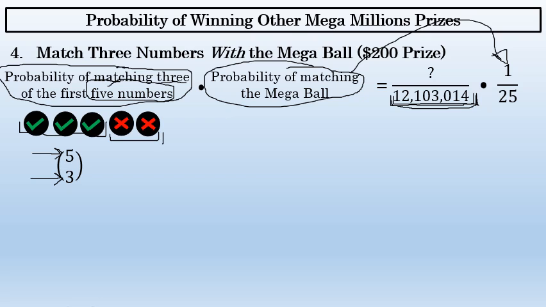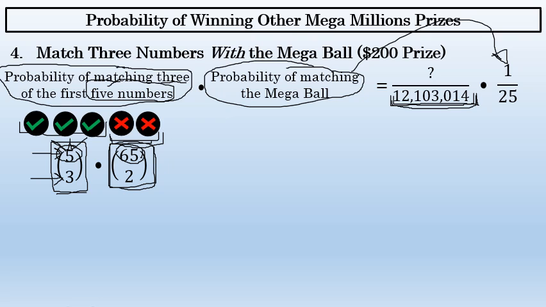2 of the first 5 numbers have to be incorrect though. How many combinations can those 2 incorrect numbers have? Well, out of the 70 numbers that are drawn in the first 5, 5 of them are winners. 5 of them would be included in the 3 winning numbers to win this prize. 65 of the numbers are losers. In our first combination, we're choosing 3 out of the 5 winning numbers. And then for our last 2 numbers, we're choosing 2 out of the 65 losers.